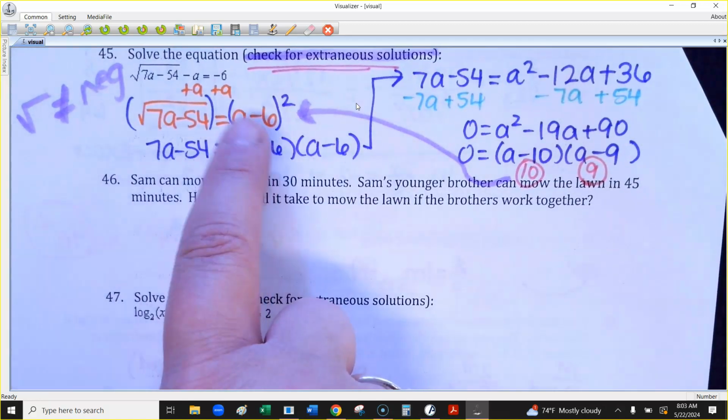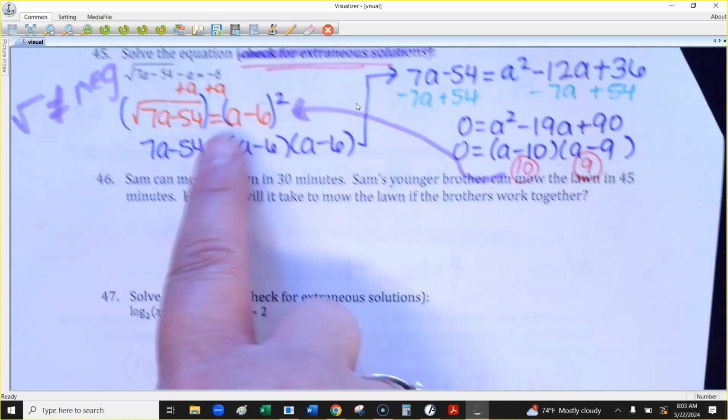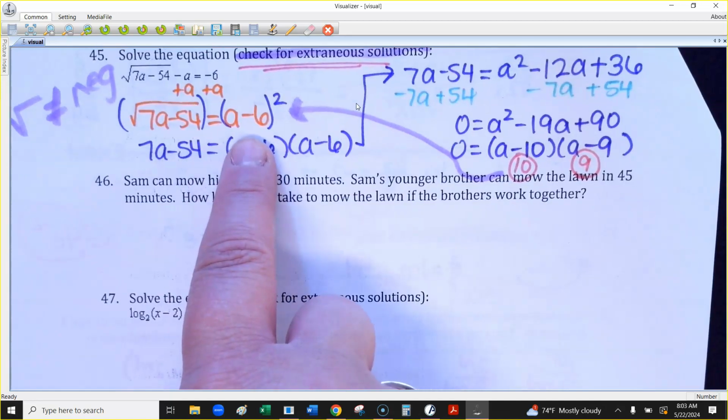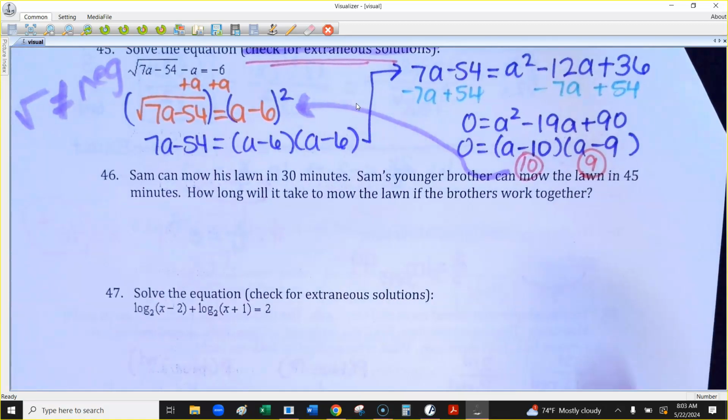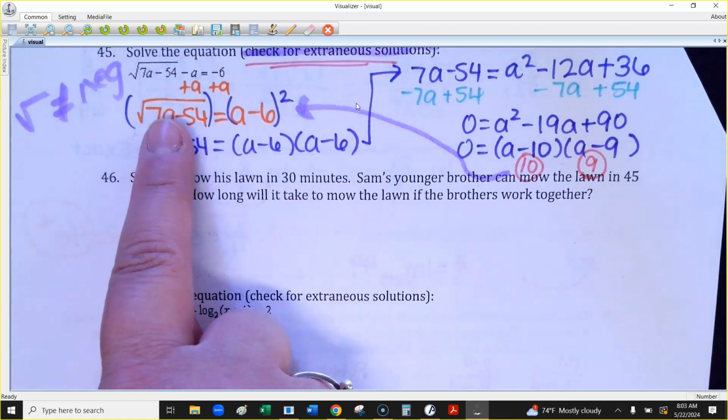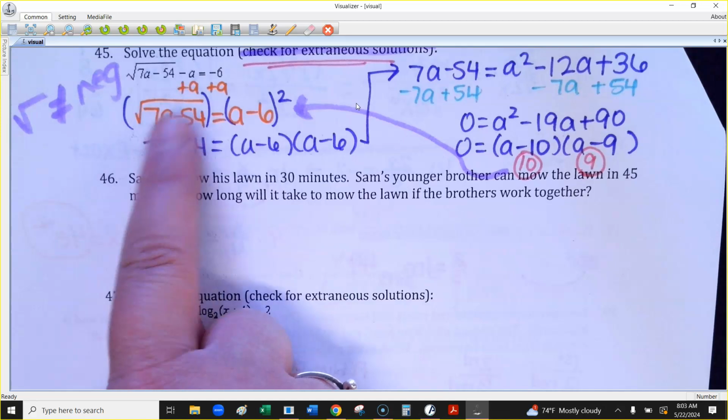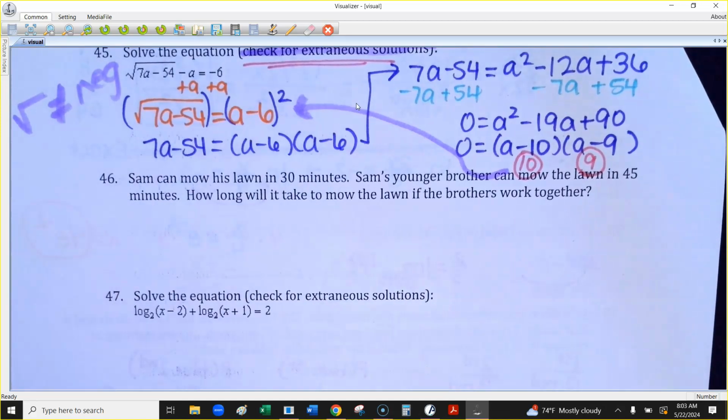So I have a minus 6. If I do 10 minus 6, does that become negative? If I do 9 minus 6, is that negative? Then you're golden. Both of those answers work. Just make sure if you plug it back in where you have your square root by itself, make sure when you plug it in that that expression does not end up being negative.